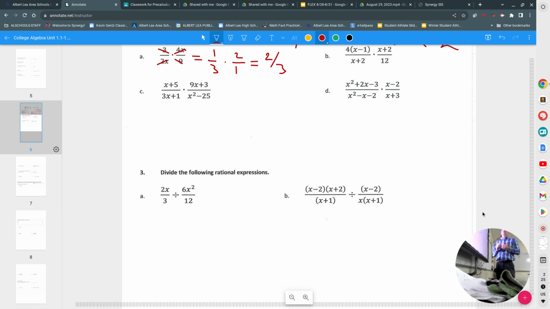Letter B, you look ahead and you can see that the x plus 2's will reduce to 1. 4 over 12 reduces to 1 over 3, so we have x minus 1 just over 3.